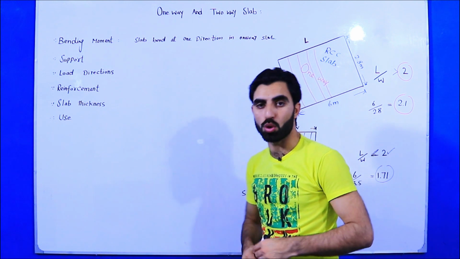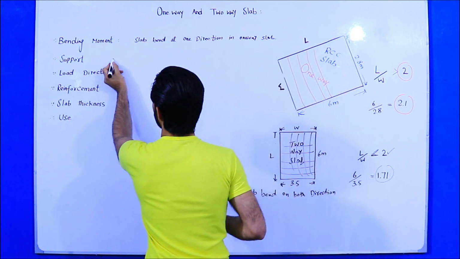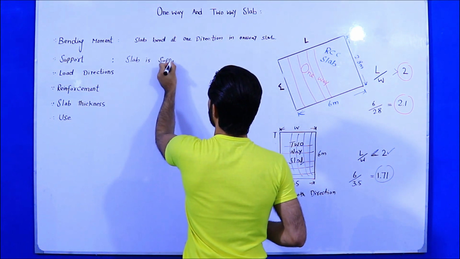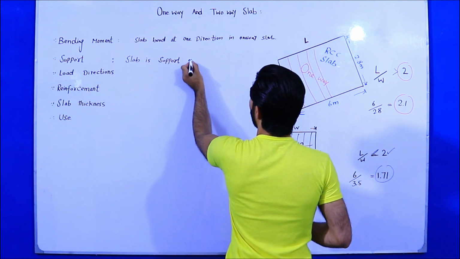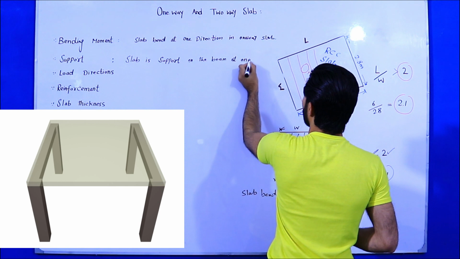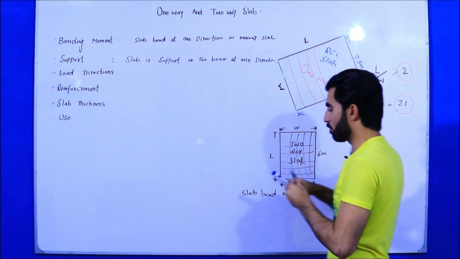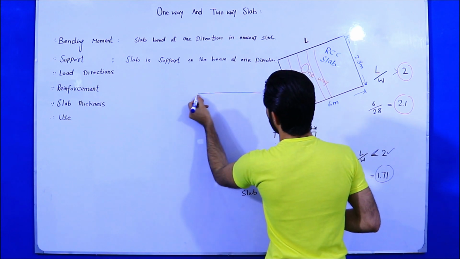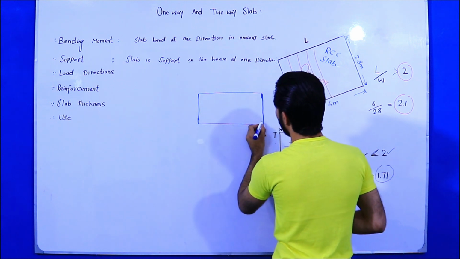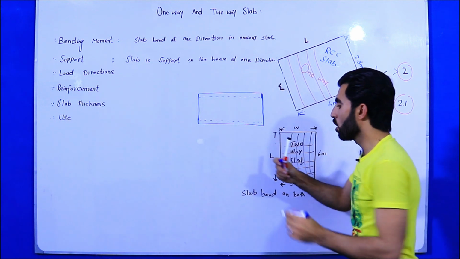Now guys, come to its supports. Here in one-way slab, the slab is supported on the beam at one direction. For example guys, this is the sample diagram for one-way slab. You can see guys, here we have a column, beam, and this is the other beam. So this is one-way slab.